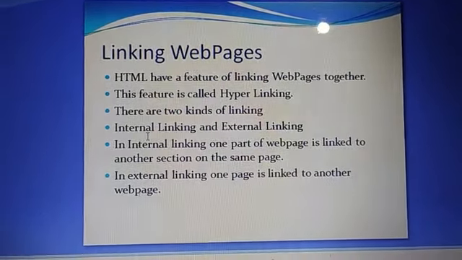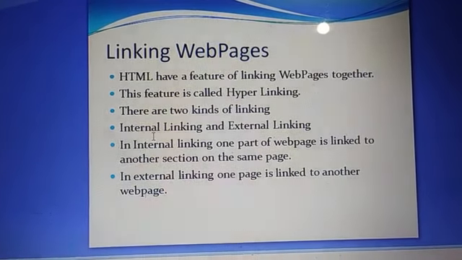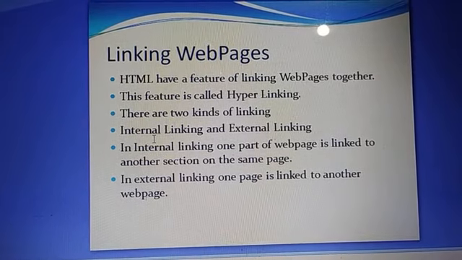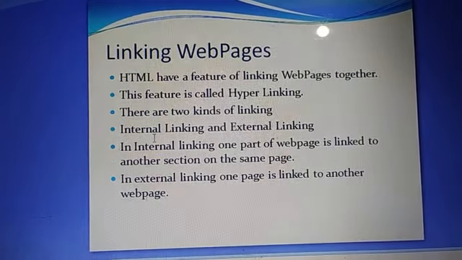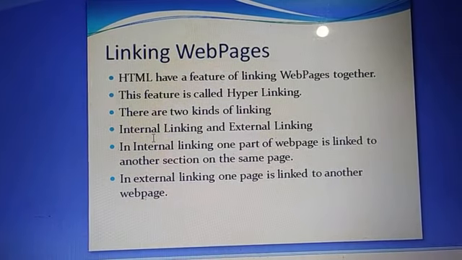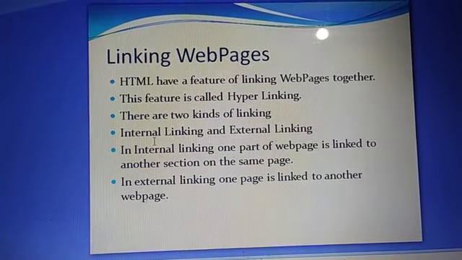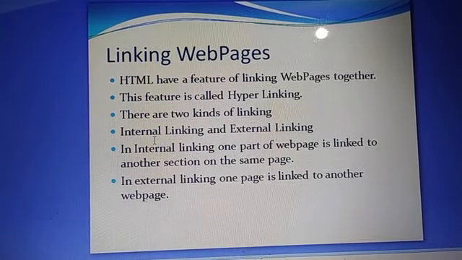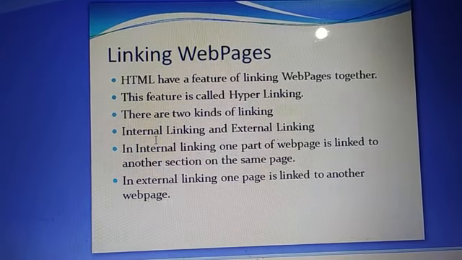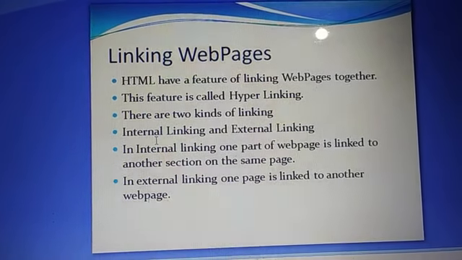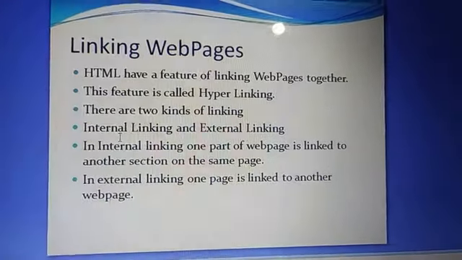There are two kinds of linking: external linking and internal linking. In internal linking, one part of a web page is linked to another section of the same web page. It means the web page is one and different sections are there, and they are linked. In external linking, one page is linked to another web page. It means here you can click the link and the new web page will open.